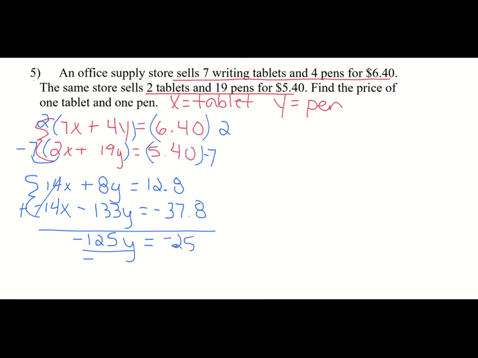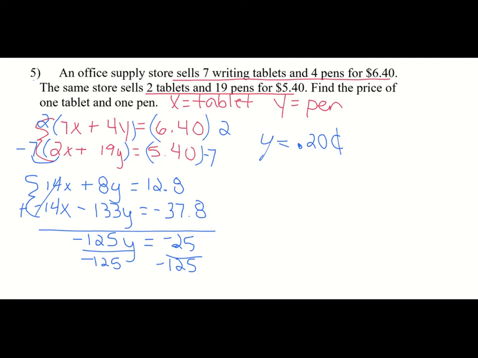We'll divide by -125, and so we get y equals, 2 negatives make a positive, which is good because we're talking about price. So we get 20 cents. So each pen is 20 cents.